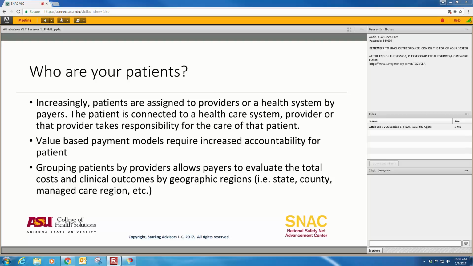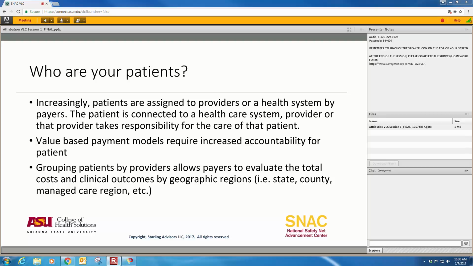So we're going to work towards a definition of patient attribution. And this ultimately helps answer the question, under a value-based payment methodology, who are our patients? Increasingly, patients are assigned to providers or to a health system by payers. This patient is then connected to that healthcare system or provider, and that provider takes responsibility for care for that patient. That's how it's intended, essentially, to work.